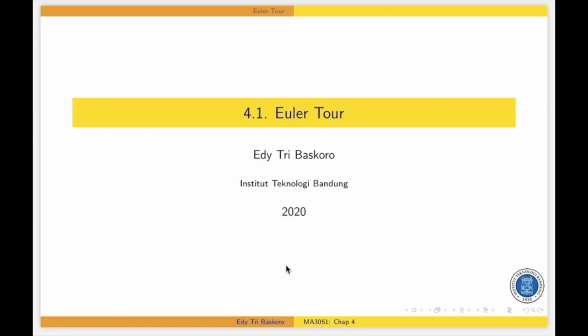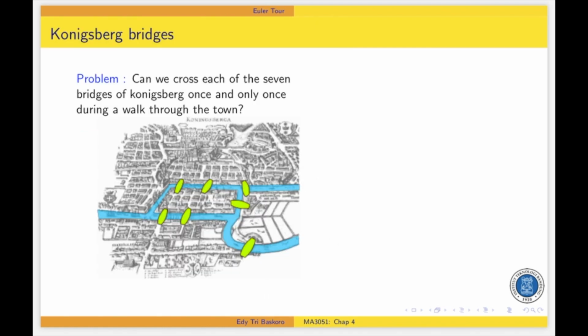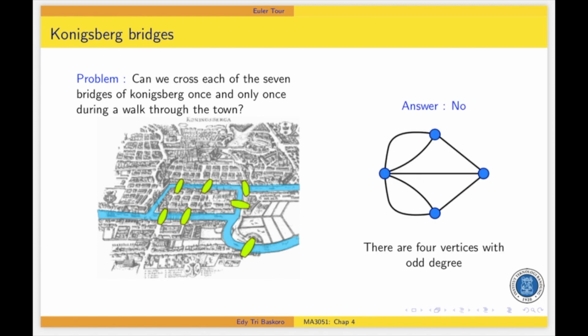Euler became the father of graph theory as well as topology when in 1736 he settled a famous unsolved problem of his day called the Königsberg Bridge problem. There were two islands linked to each other and to the banks of the bigger river by 7 bridges, as shown in this figure, and the problem is stated in the following. Can we cross each of the 7 bridges of Königsberg once and only once during a walk through the town? And Euler settled this problem by showing that this walk cannot be done.